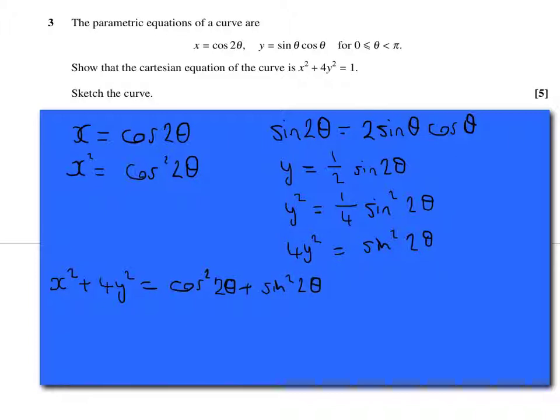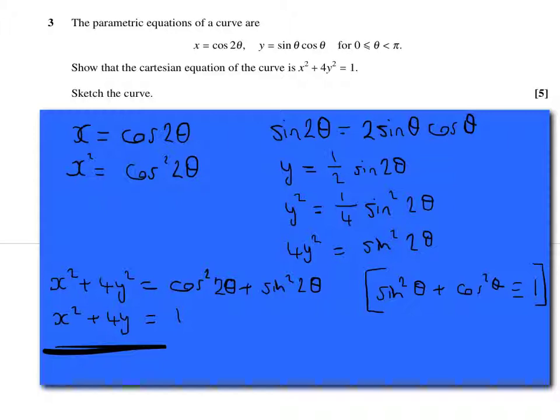And from this we use the trig identity sine squared theta plus cos squared theta is equivalent to 1. We can now simplify our answer to x squared plus 4y squared is equal to 1, which is what we're looking for. As far as sketching the curve now.